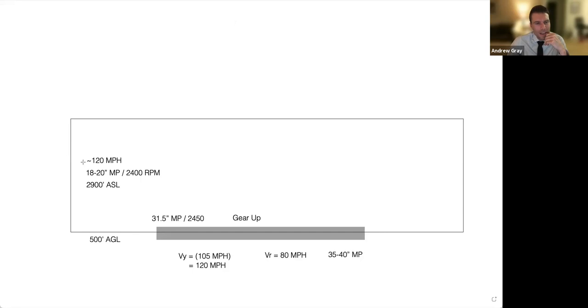But once you're leveled off, a rule of thumb for leveling off is that you take 10% of your vertical speed. So if I'm climbing at 1,000 feet per minute, then around 100 feet before that is when I want to initiate my level off. I'll set my power, 18 to 20 inches manifold pressure, bring my RPM back a little bit more down to 2,400. That should set me up nicely. Now, once I'm leveled off, things are going to happen quickly.